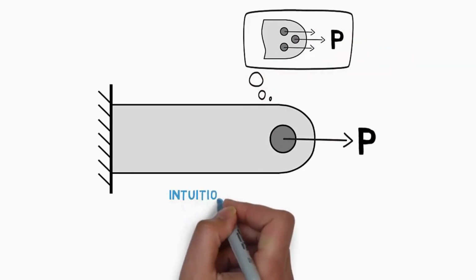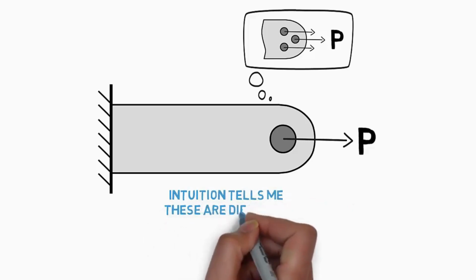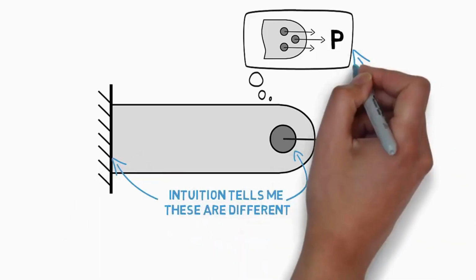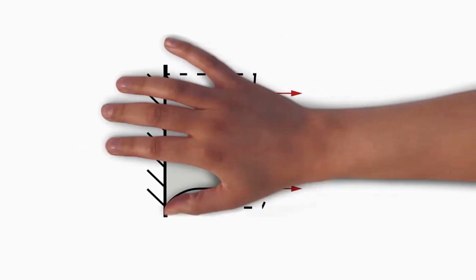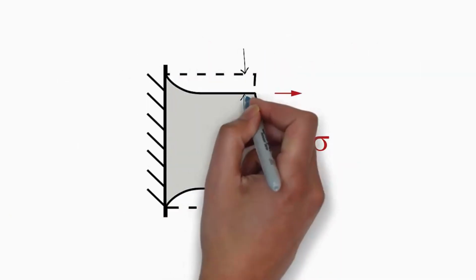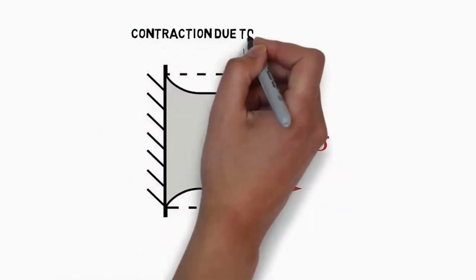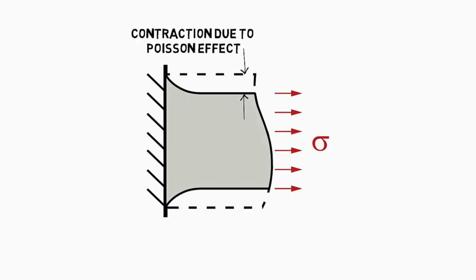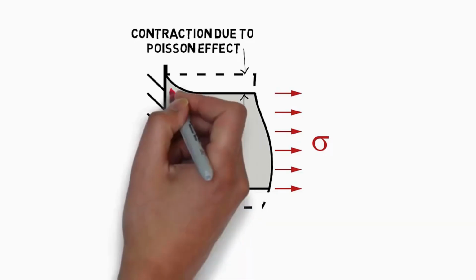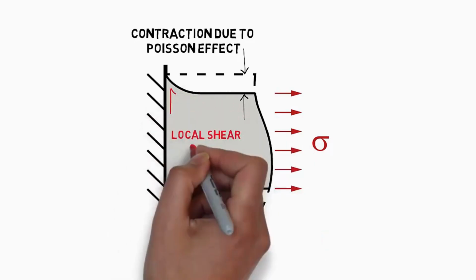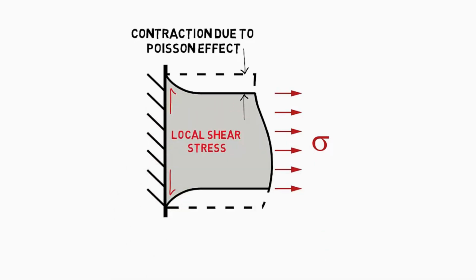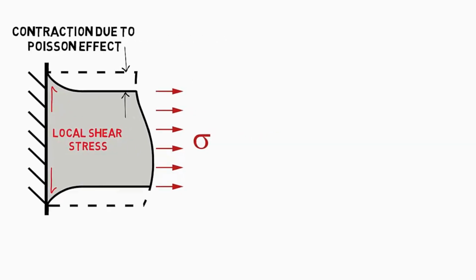Looking at each of these boundary conditions, it should be obvious that they will not all behave the same locally at the connection. If we take a closer look at the built-in end of the rod, it is easy to see that this type of boundary condition locally constrains the lateral deformation of the rod. This restriction and deformation will result in shear stresses locally that eventually redistribute to a state of uniform normal stress as you move away from the boundary condition.